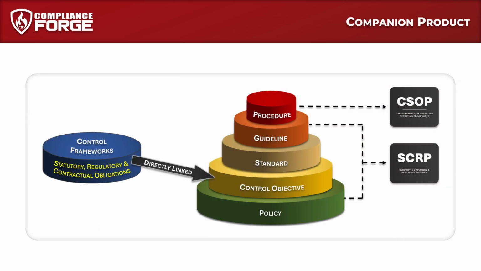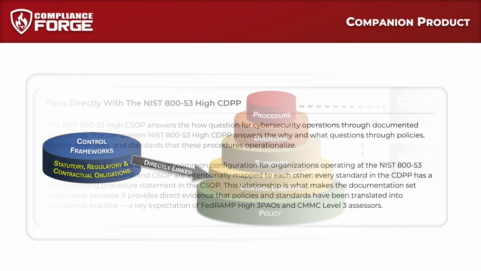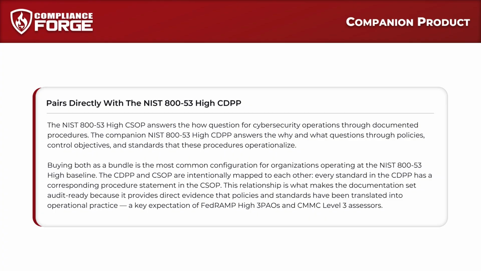As this diagram shows, policies, control objectives, standards, guidelines, and procedures build on each other. The companion CDPP covers the policies and standards, while the CSOP covers the procedures. The CSOP answers the how question for cybersecurity operations through documented procedures. The companion NIST 853 high version of the CDPP answers the why and what questions through policies, control objectives, and standards that these procedures operationalize. Buying both as a bundle is the most common configuration for organizations operating at the NIST 853 high baseline.